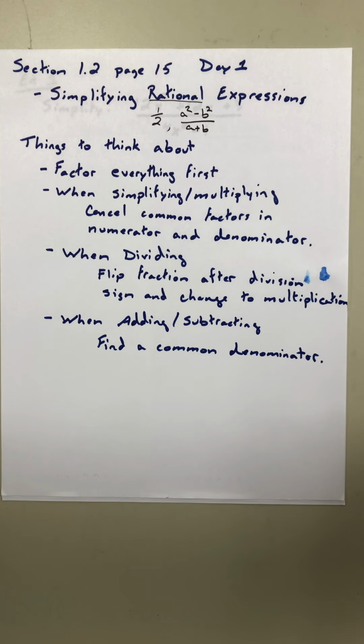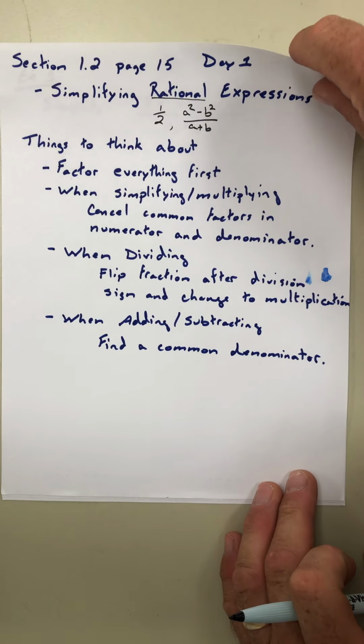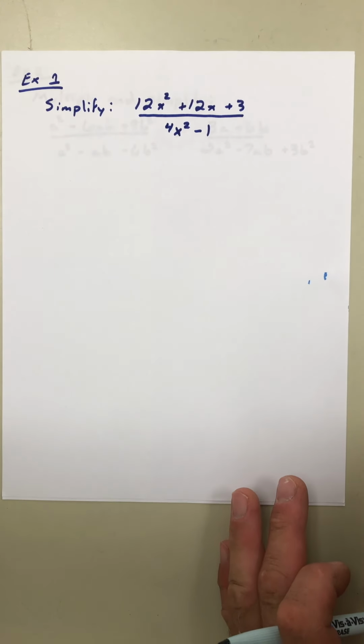When we divide, we're going to flip the fraction after the division sign, and then change that problem to multiplication, and then we simplify it just like a multiplication problem. And when you add and subtract rational expressions, remember you have to have a common denominator. So let's go ahead and jump into a couple of examples here.